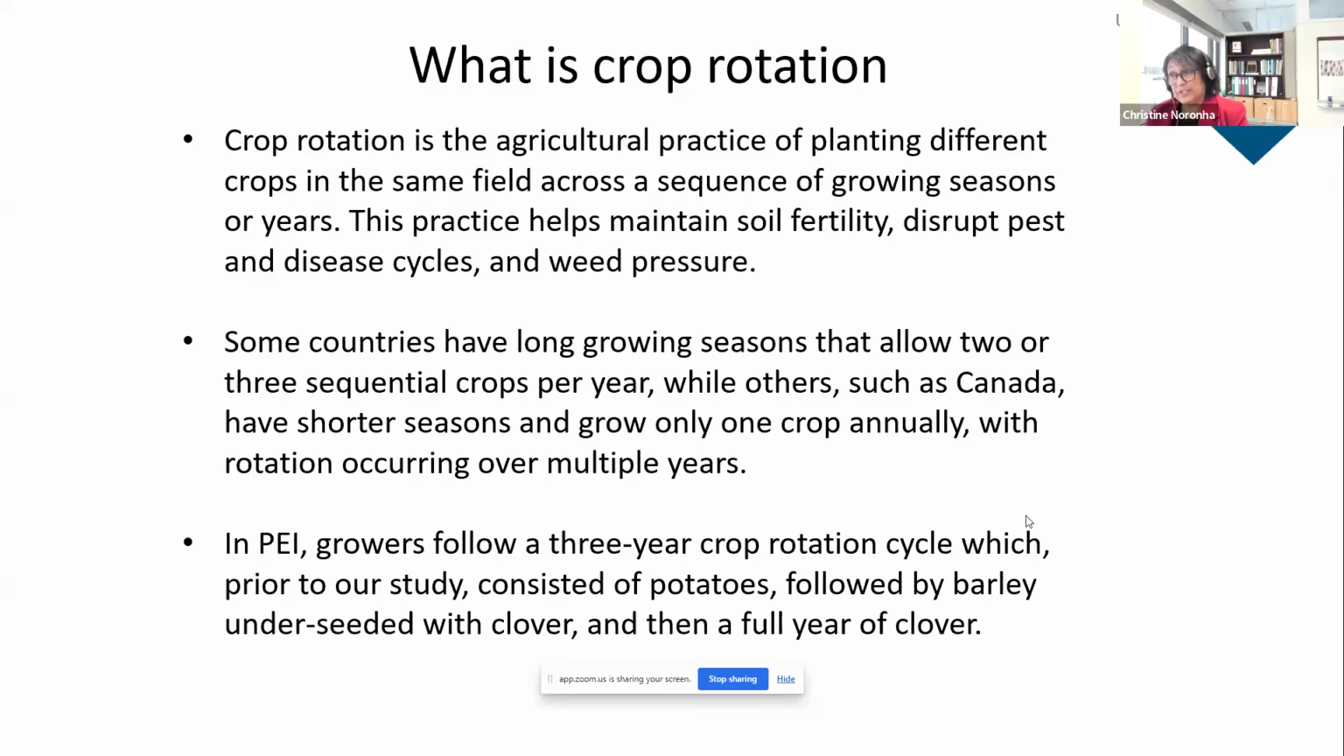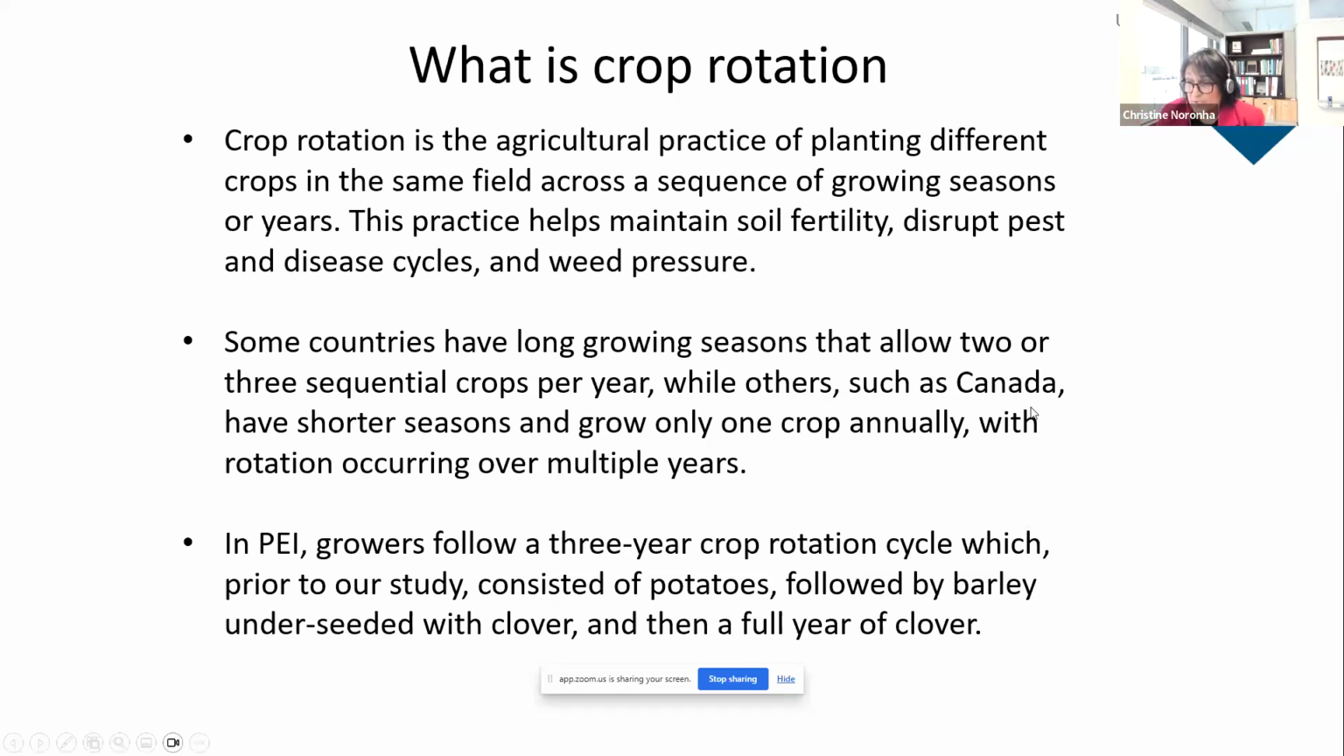What are rotation crops? This is an agricultural practice of planting different crops in the same field across a sequence of growing seasons or years. And there's a lot of benefits to crop rotation. But in some countries, the growing season is long, and when you have a long growing season, this allows for 2 or 3 crops to be grown sequentially in the same year. Whereas in countries like Canada, where there's a shorter growing season, there's only 1 crop annually. So the rotation in this case is actually over multiple years.